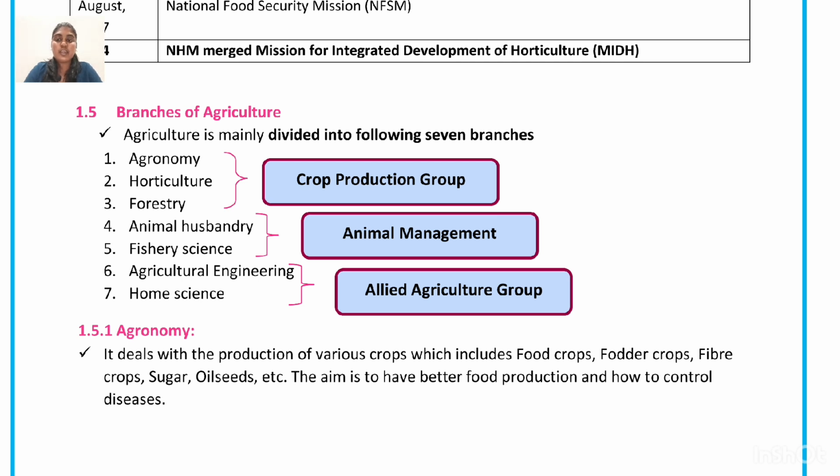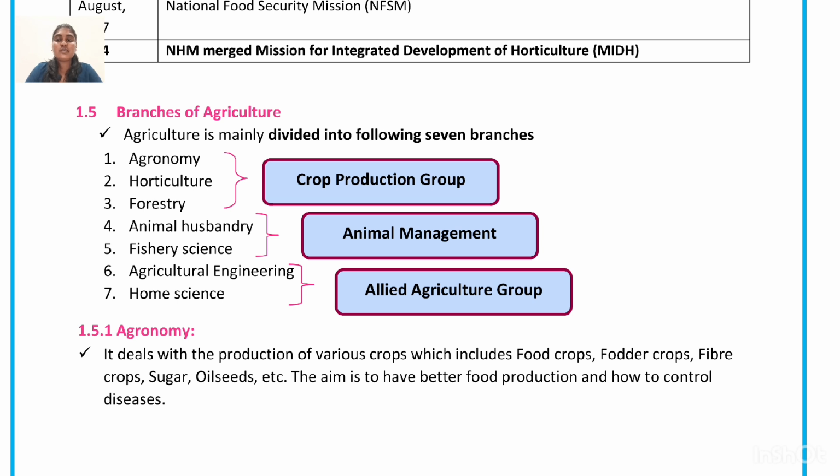Then we have the next branch, that is animal husbandry. As the name suggests, this branch of agriculture deals with the rearing and breeding of animals like cow, buffalo, sheep, pigs, etc. All these animals are reared by farmers. The study of these animals, their rearing and their breeding, comes under the branch of animal husbandry.